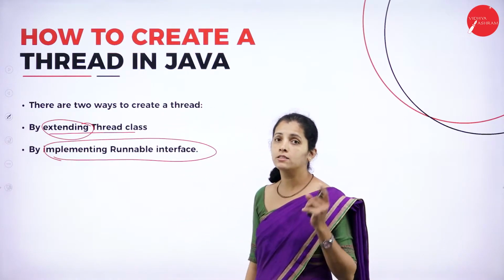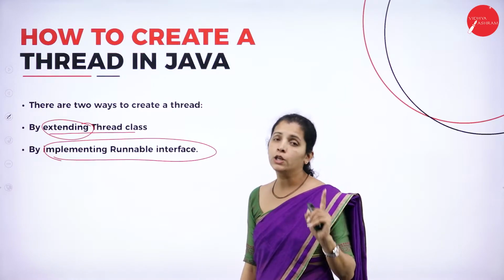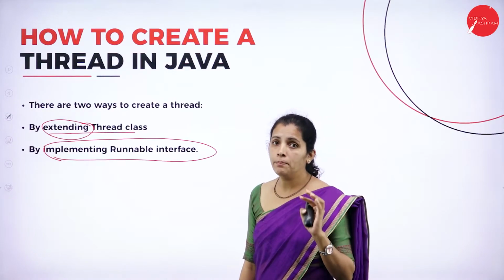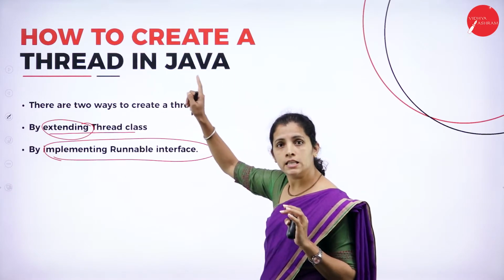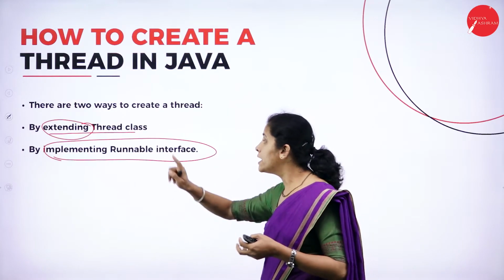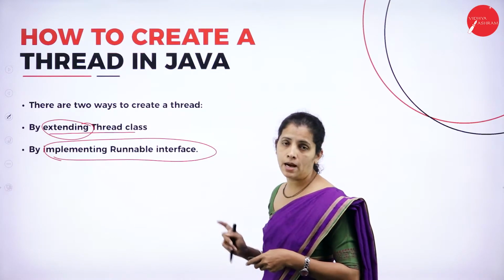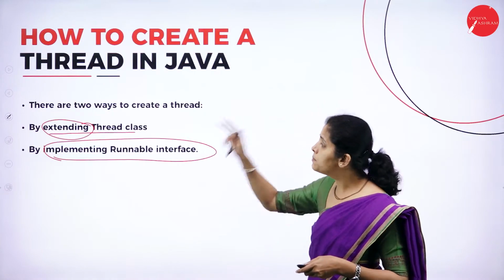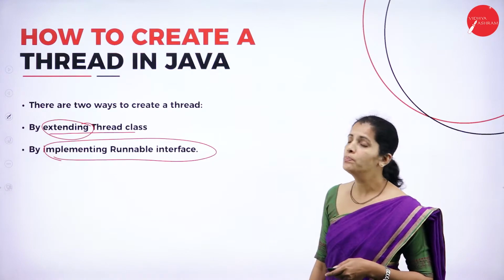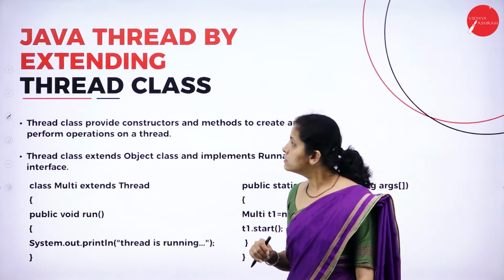So dear student, this is also an important topic from the examination point of view. Either you can expect a question like how we can implement threads in Java by extending the Thread class or implementing the Runnable interface. So this is for a 7 marks or 8 marks question, and both the topics are very important from the examination point of view. Now, Java thread by extending the Thread class.